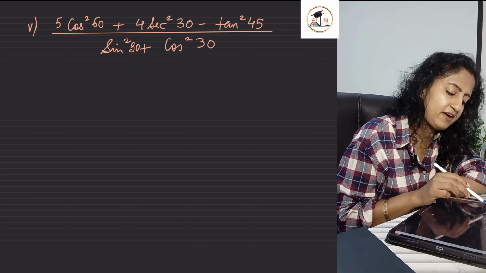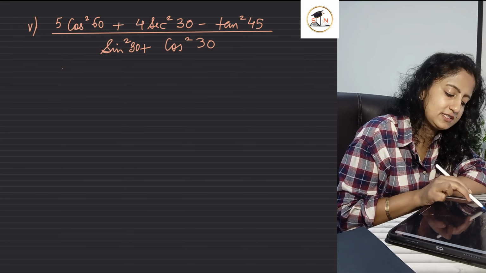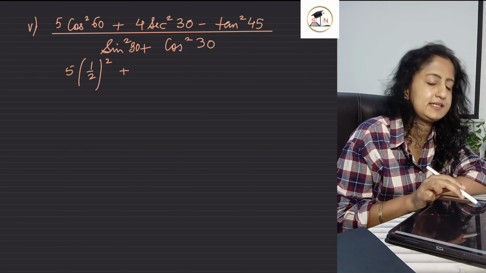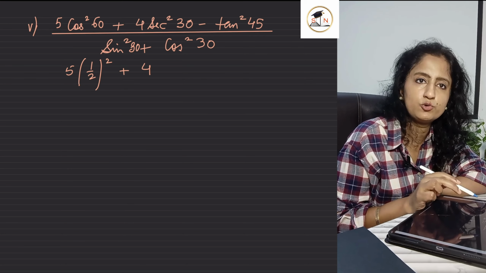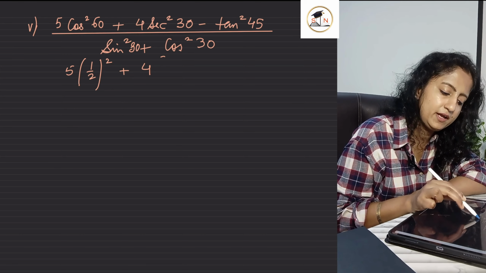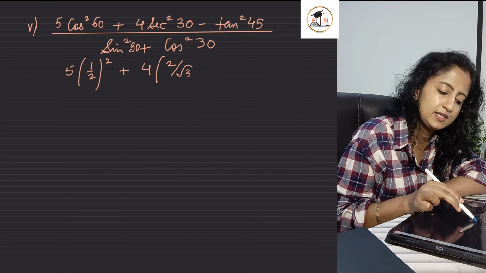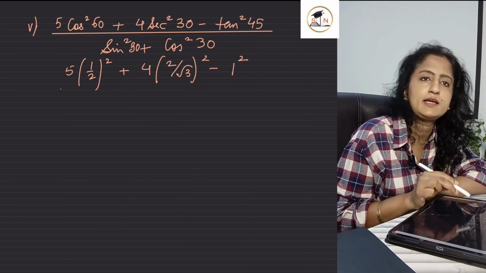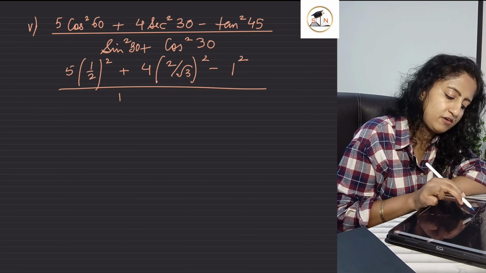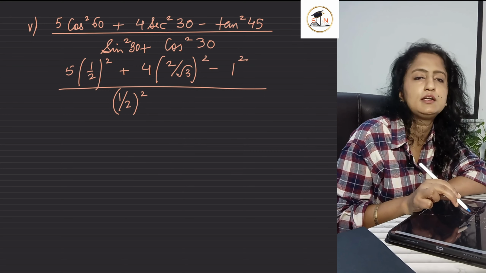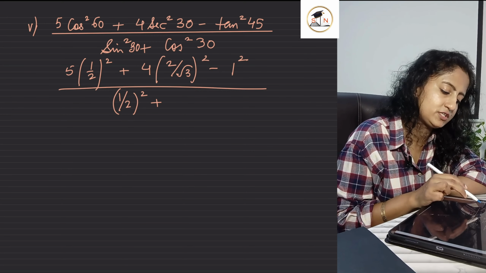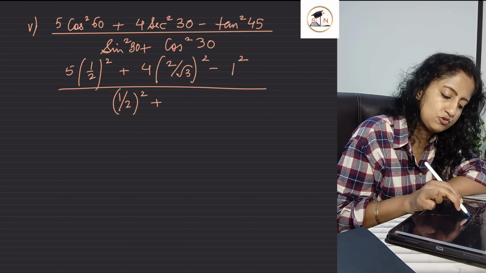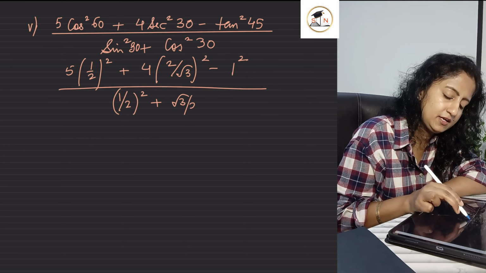So what we have is 5 cos square 60. Cos 60 is half. So square. Then sec 30. Cos 30 is root 3 by 2. So it becomes 2 by root 3 whole square. Then tan 45 is 1. So 1 square over. Sin 30 is half. So square of half. Then cos 30. Cos 30 is, again, we have just used over here sec 30. So cos 30 is root 3 by 2. So square of root 3 by 2.